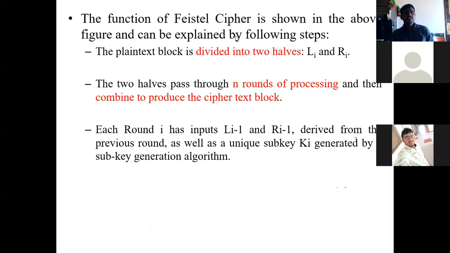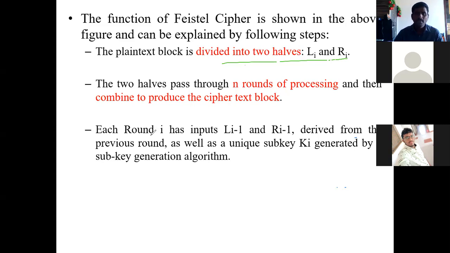See, we have seen the structure. Now we will see step by step what we have discussed. See, as I told you, the plain text is divided into two halves, Li and Ri, and then we have n rounds to process. It depends on the algorithm, I told you. The two halves pass through n rounds of processing and then combine to produce the ciphertext block. Finally, we'll get the ciphertext block.